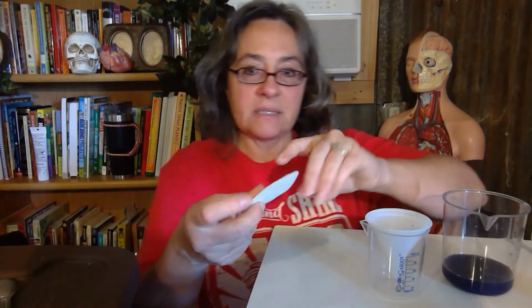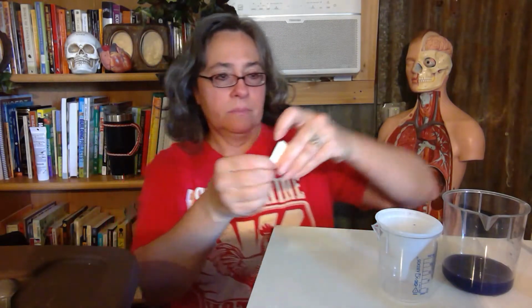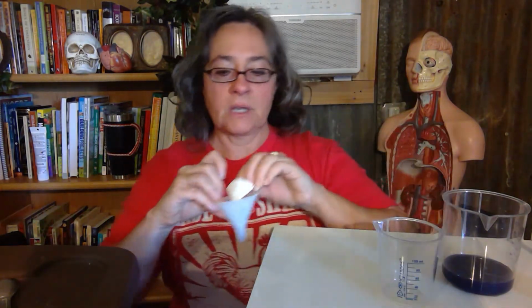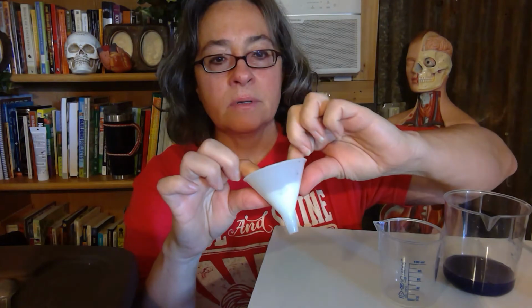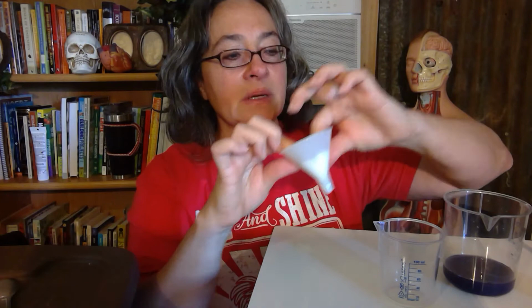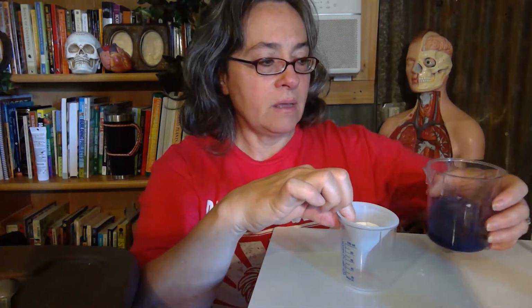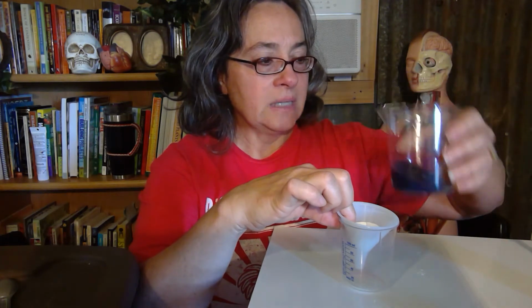Okay, so I'm going to take this filter paper and fold it so I can put it in the funnel. And I'm going to open this up. It's kind of small sitting in there. So I'm going to hold it while I first pour so it doesn't pop out and make a mess. Okay, so now I'm going to pour some of my liquid.